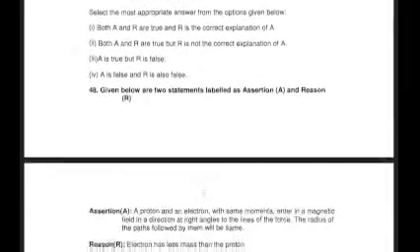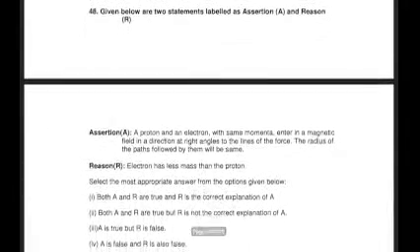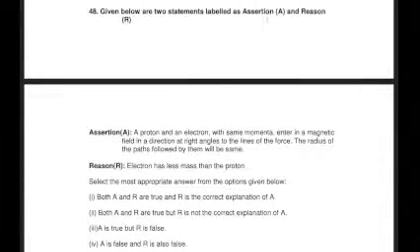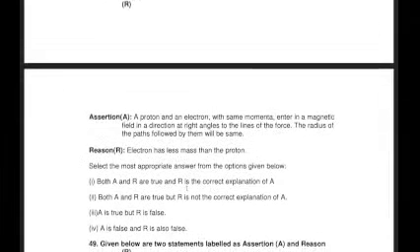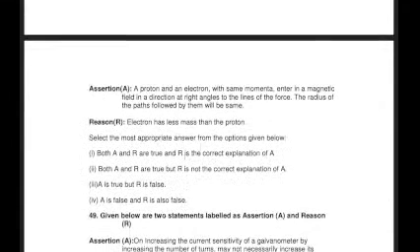Question number 48. Given below are the two statements labeled as Assertion A and Reason R. Assertion A: A proton and an electron with the same momenta enter a magnetic field in a direction at right angles to the lines of force. The radius of the paths followed by them will be the same. Reason R: Electron has less mass than the proton. Select the appropriate answer from the options given below.